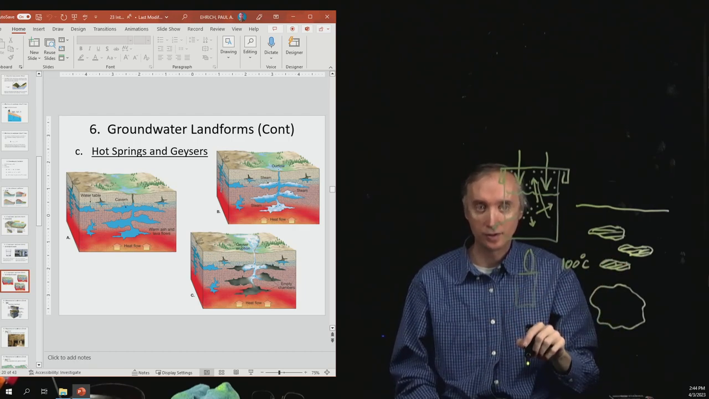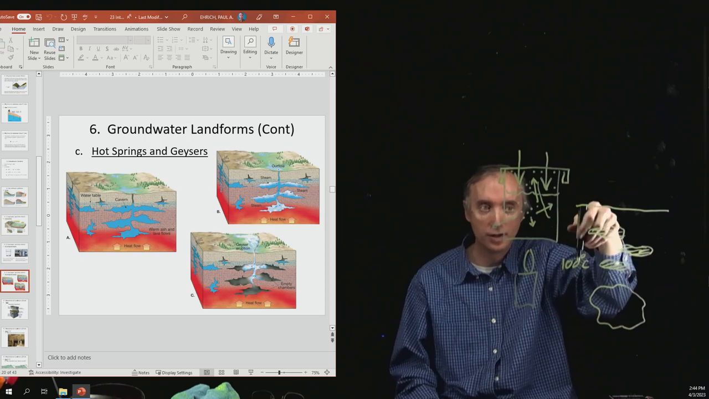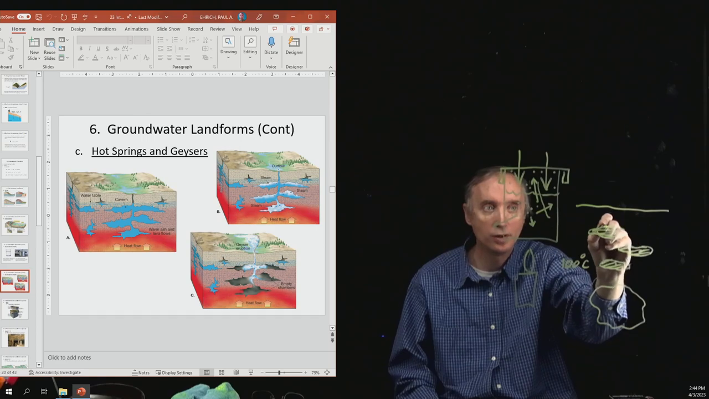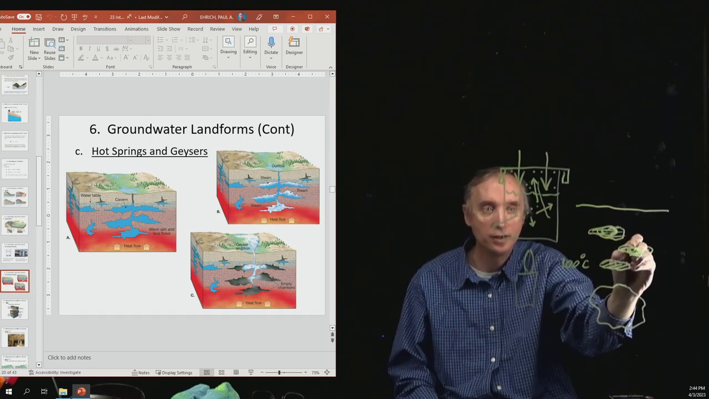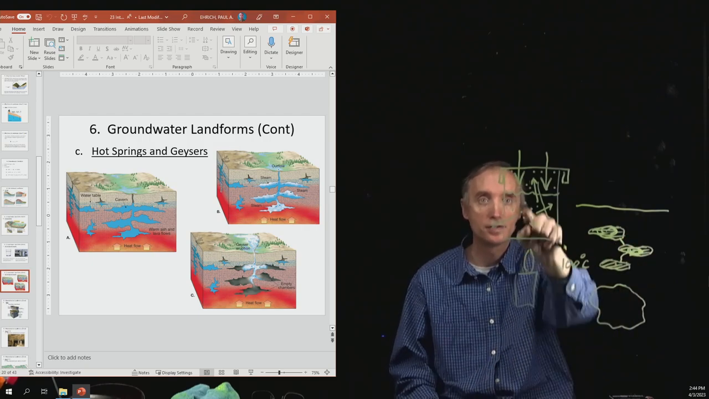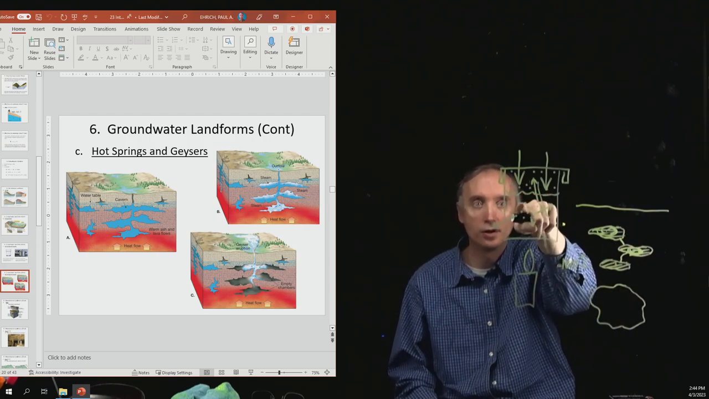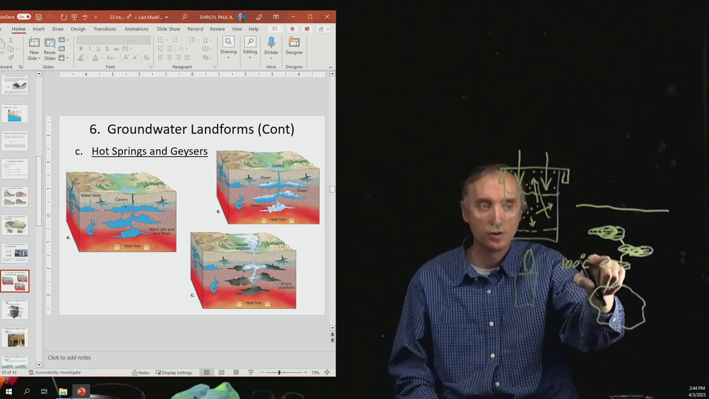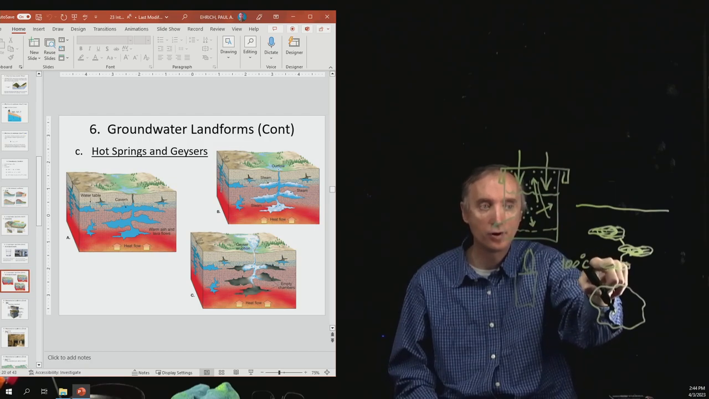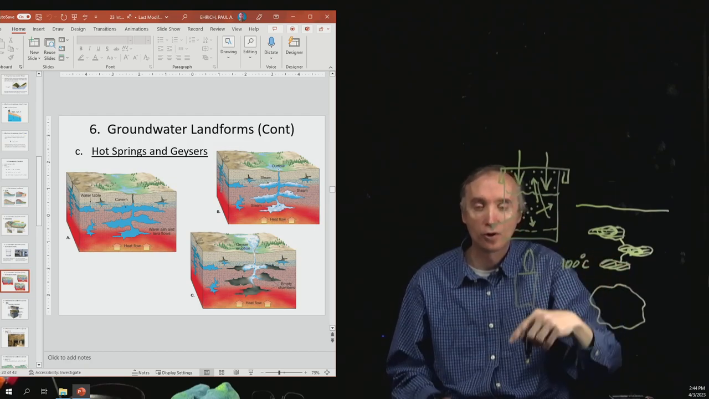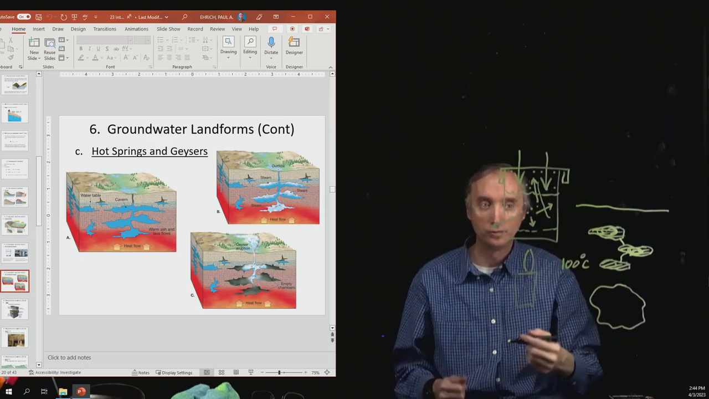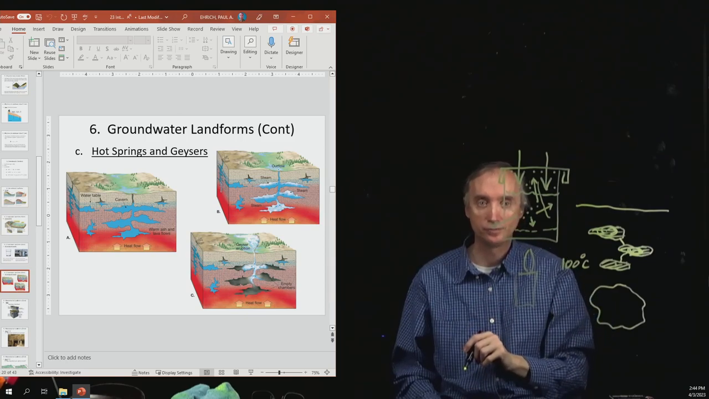But the problem is, it's underground, and this water is feeling the weight of this water up here, and then this water here. So all of this water is basically on top of it, the same way that this water here is on top of the water down here at the bottom. So this water down here is under higher pressure than normal atmospheric pressure. So that means it cannot boil at 100 degrees Celsius.